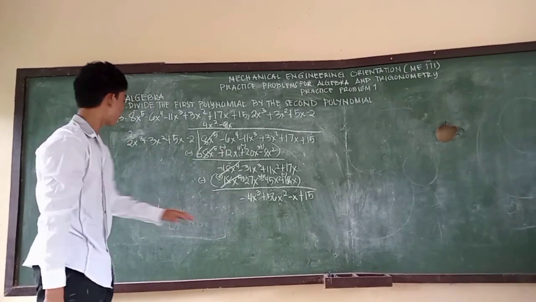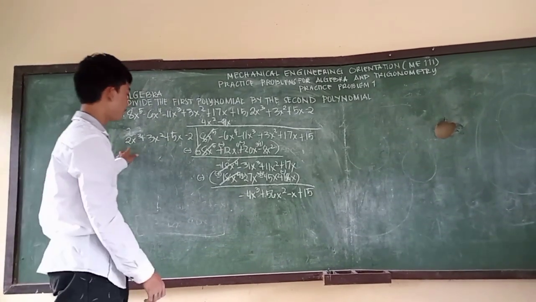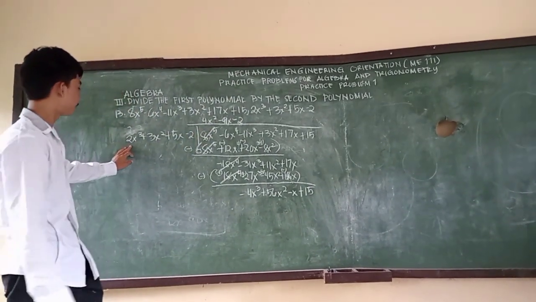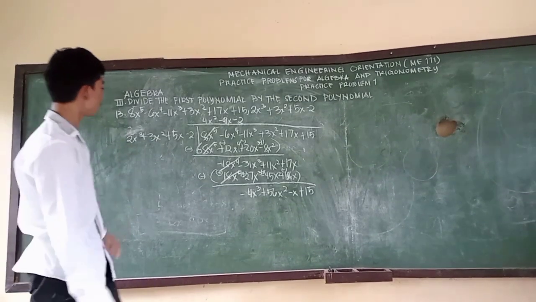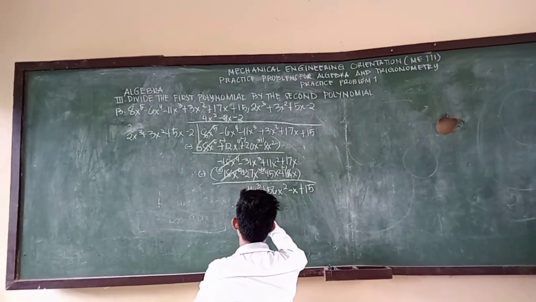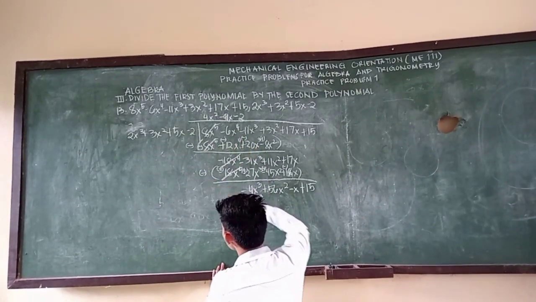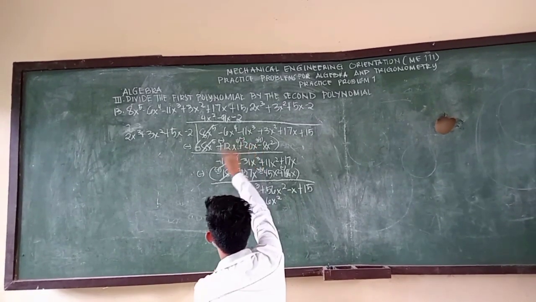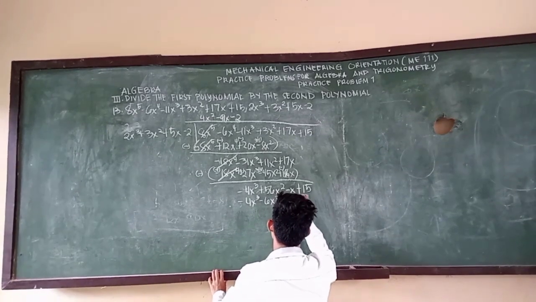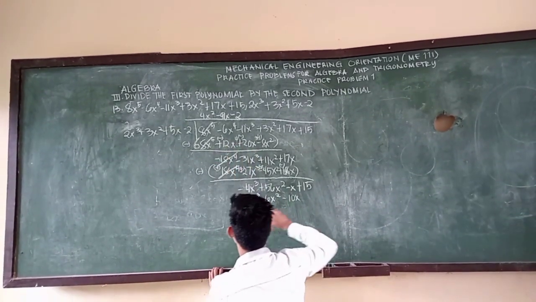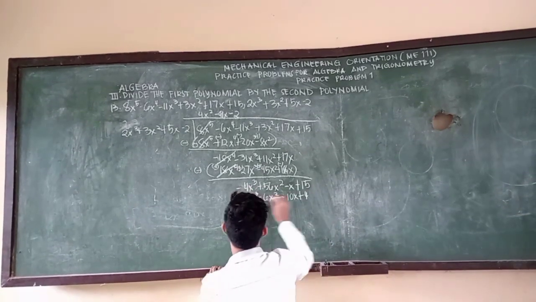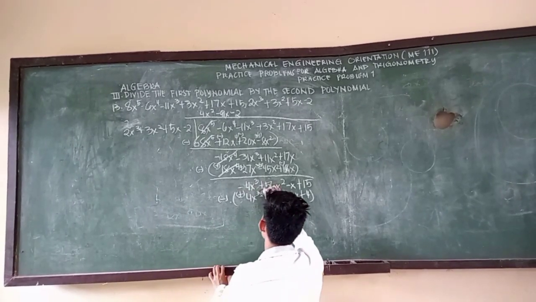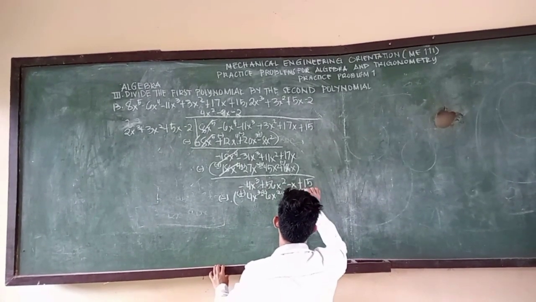4x squared, negative 4x cubed divided by 2x cubed will give us negative 2. Negative 2 times 2x cubed will give us negative 4x cubed. And then negative 2 times 3x squared will give us negative 6x squared. Negative 2 times 5x will give us negative 10x. And then negative 2 times negative 2 will give us positive 4. Change every symbol in the equation. So it will be positive, positive, positive, and negative.